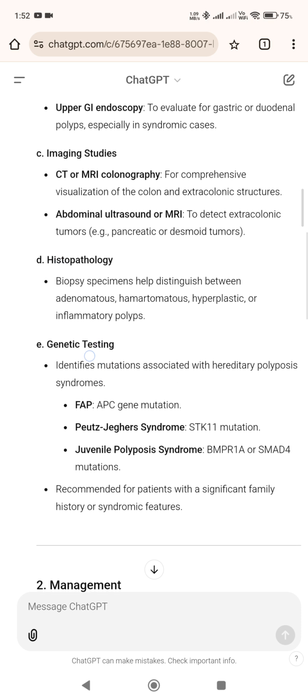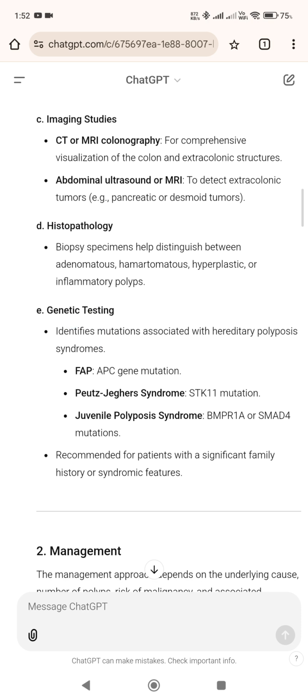C. Imaging studies. CT or MRI colonography for comprehensive visualization of the colon and extracolonic structures. Abdominal ultrasound or MRI to detect extracolonic tumors, e.g. pancreatic or desmoid tumors. D. Histopathology. Biopsy specimens help distinguish between adenomatous, hamartomatous, hyperplastic, or inflammatory polyps.